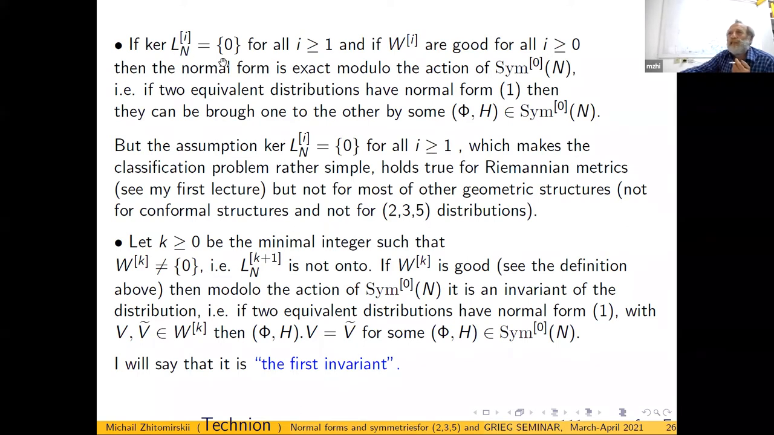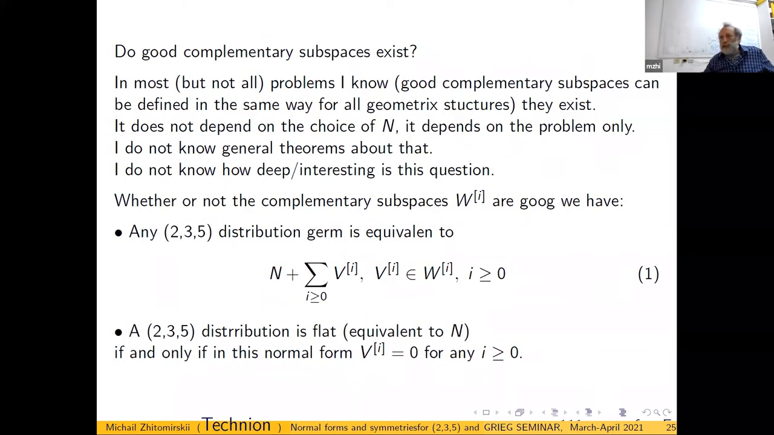In Riemannian metrics, it's a very simple thing because these linearization operators have trivial kernel, and that makes the classification problem of Riemannian metrics very, very simple. For 2-3-5 distributions, it is not so, as you know. We have a nine-dimensional isotropy. In any case, let's assume that our distribution is not flat, then this part starts with something.